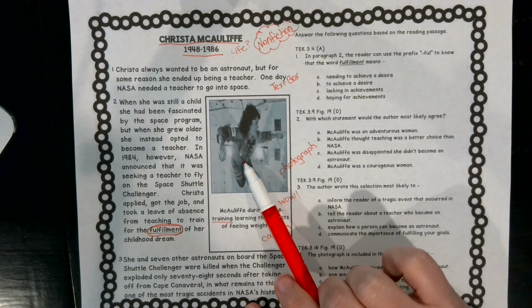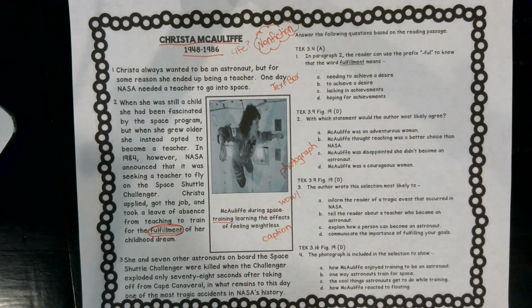And I'm going to think that it had to be about space because the author chose to put a picture of her in space training. Once I've kind of thought about this for a little bit and looked for any kind of clues the author may have given me, that's when I go back and I start reading the passage. So let's read this passage. Let's start at the first paragraph.